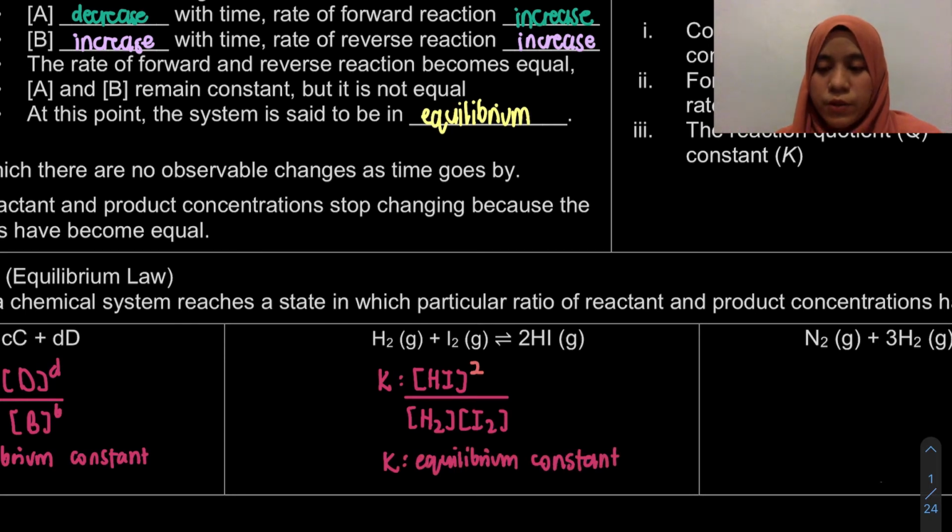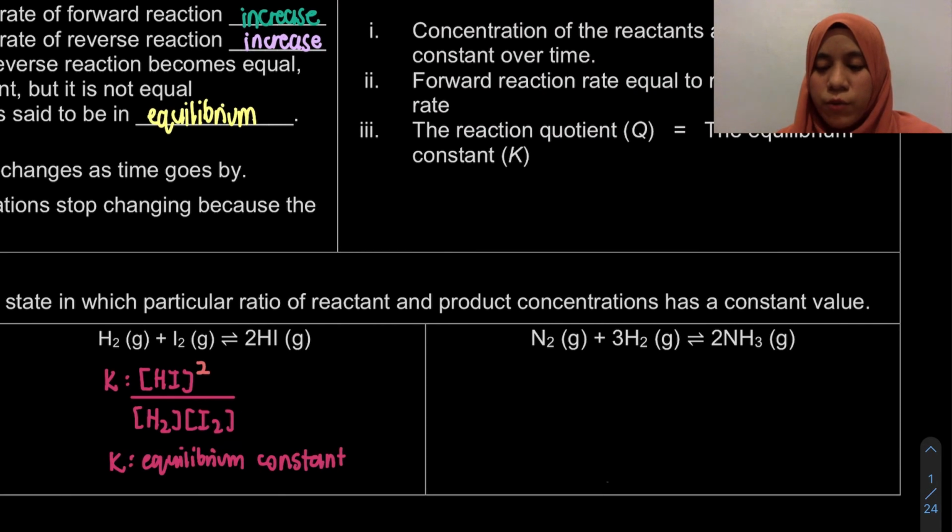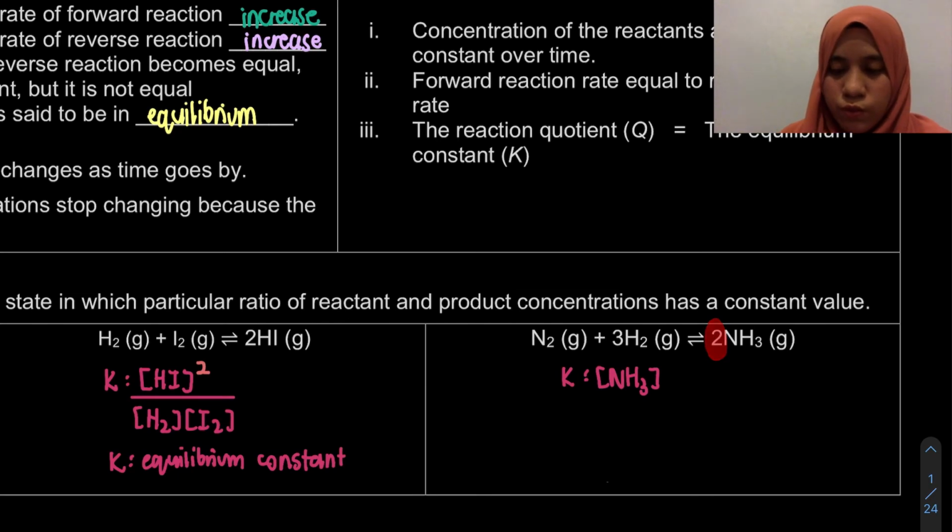Last but not least, we're going to look at the formation of ammonia. We're going to react our nitrogen gas with hydrogen gas. So how are we going to write down our K? First is the ratio of the product over reactant. So our product is actually NH3. It will be to the power of our coefficient. Our coefficient is 2. Okay, divide by our reactant.